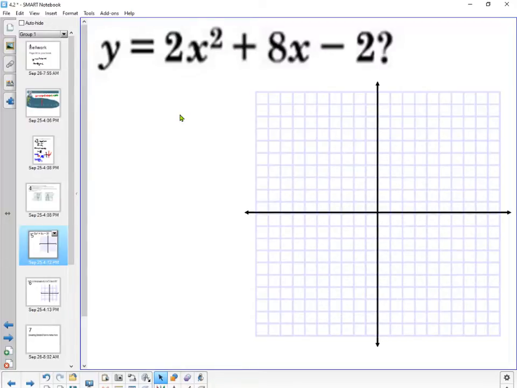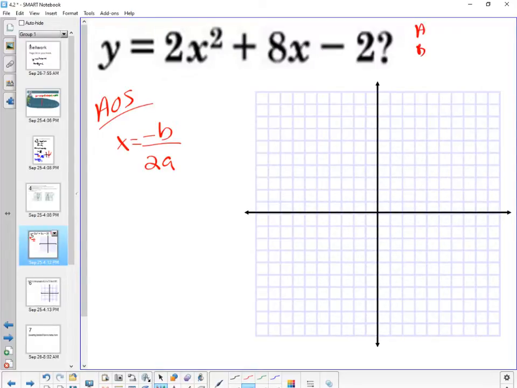The first thing I'm going after is the axis of symmetry, the AOS, and that happens when x is equal to -b divided by 2a. Do you understand how to get a, b, c? If you don't, make a note for yourself, because I always forget the negative. Here, a is 2, b is 8, and c is -2. So I've got -b divided by 2a.